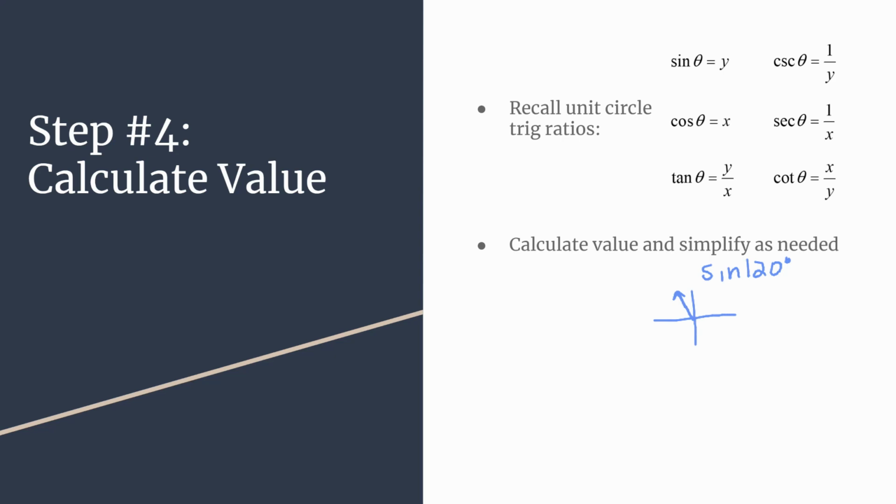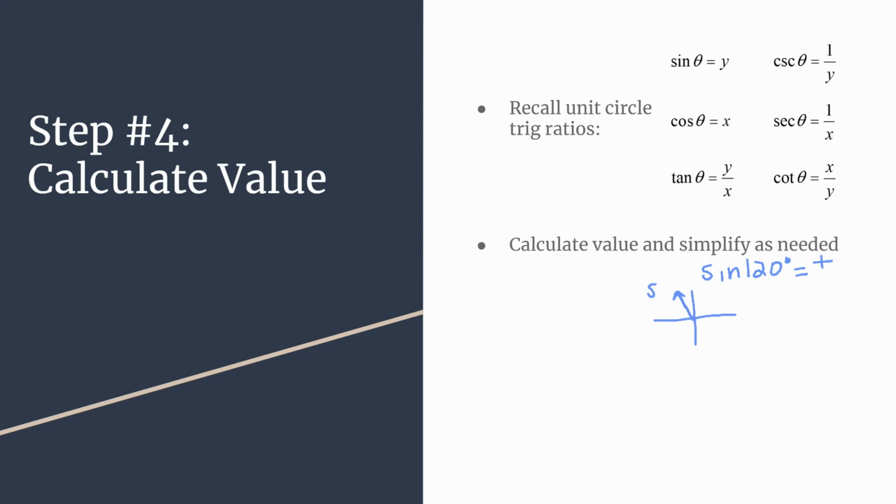Step 2, we would use A.S.T.C, the acronym All Students Take Classes, to determine which trig function would be positive in the second quadrant. And so that's the S. So sine, and if we were calculating cosecant, are both positive in the second quadrant. Okay, so I like to go ahead and mark a plus, even though we don't need it. I like to just put it to remind myself I have considered that. Okay, so that's step 2.